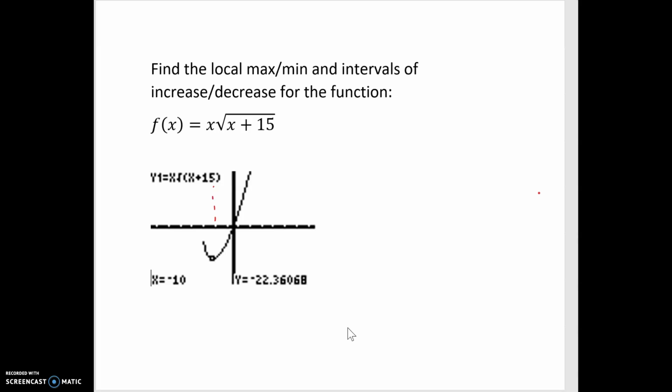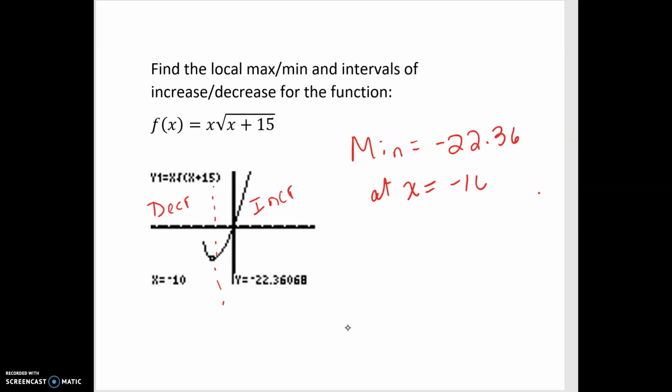So I'm going to kind of section this off and say that this initial part here is decreasing, and this on the other side of the red line is going to be increasing. Okay, so we know we have a minimum of negative 22.36. It is at x equals negative 10.